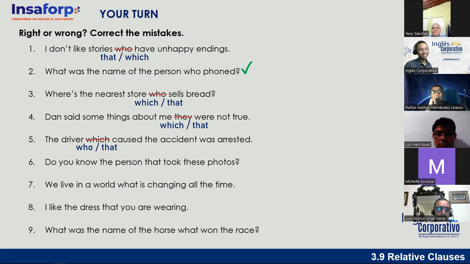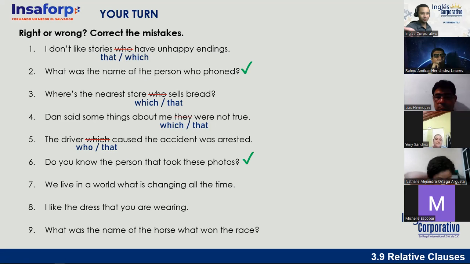Eso estaría bien, no hay ningún problema. But what is the thing about this sentence? It's also correct. When you use that, you can use that or who, no problem. So this sentence is right, and also your version is right. Okay, thank you, Jenny.